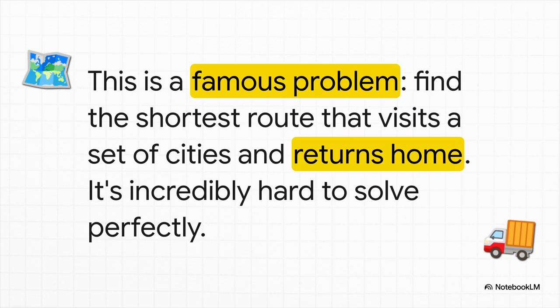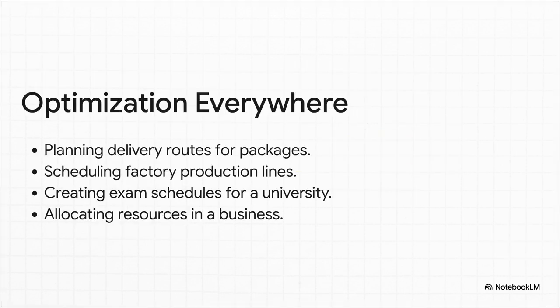It sounds so simple, right? But even with just a handful of cities, the number of possible routes is just astronomical. It is a classic, brutal optimization challenge. And once you start looking for it, you see this stuff everywhere. When Amazon or UPS plans a day's delivery routes, that's optimization. When a factory schedules its machines to get the most product out the door, or a university has to build an entire exam schedule with zero conflicts. Heck, even when a company decides how to spend its budget. These are all massive optimization problems that need algorithms like these to find a decent solution.